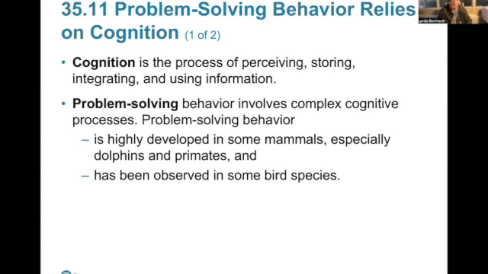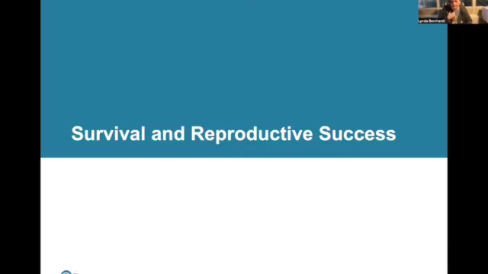You have heard me talk about cognition a lot because I'm always talking about cognitive health. That's what I'm talking about. This is how all of this continues to work. So problem-solving behavior involves complex cognitive processes, highly developed in some mammals, especially dolphins and primates. It's also been observed in some bird species.